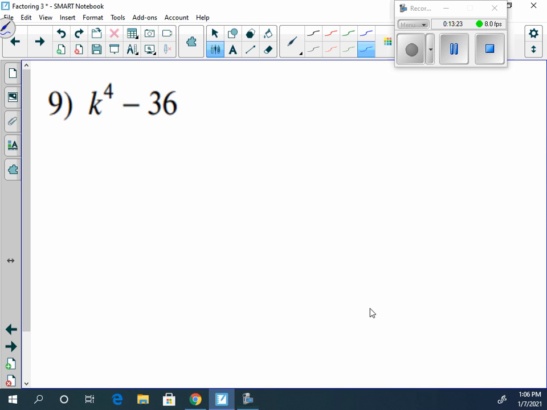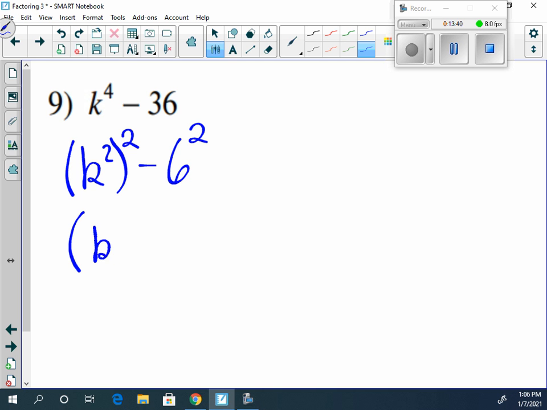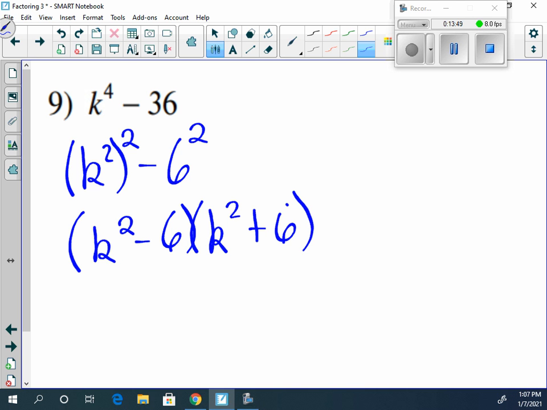So this one here, we're going to do the similar thing, yes? Because we can say that k squared squared minus 6 squared gives us a squared minus b squared, where our a term is k squared and our b term is 6. Now this here would give us k squared minus 6 and k squared plus 6. Any questions on this here? Any questions on any of this here so far?